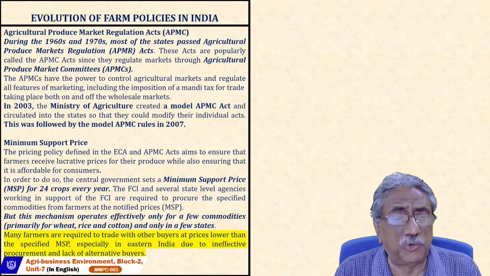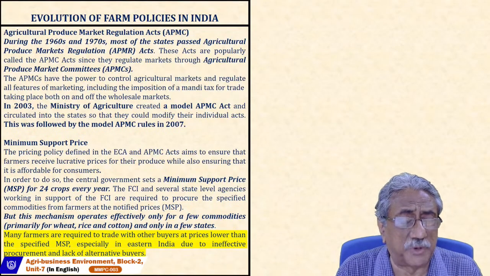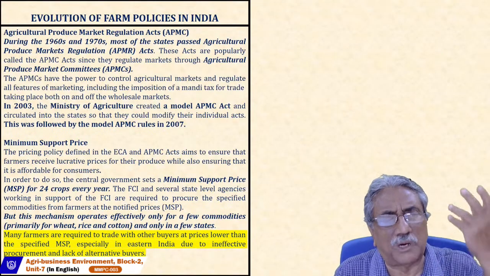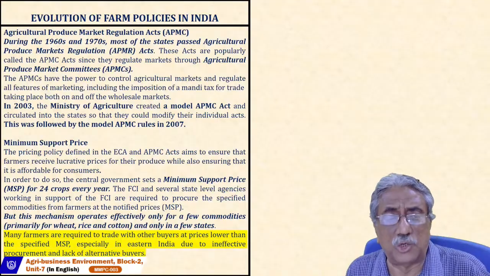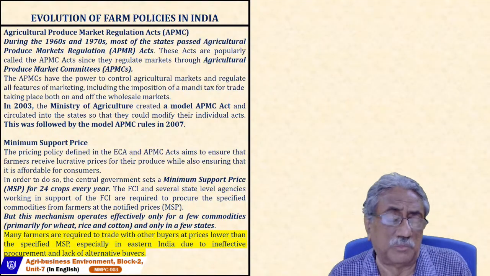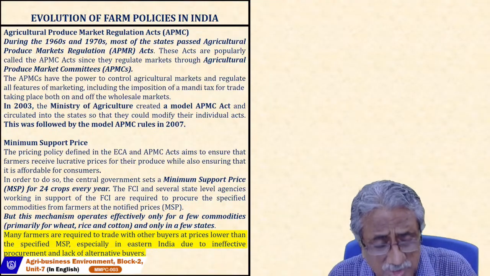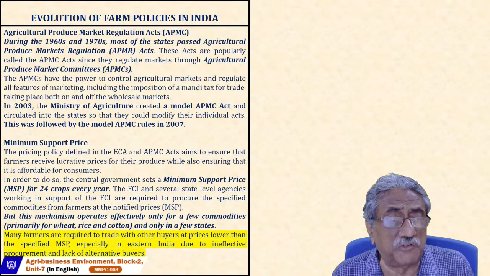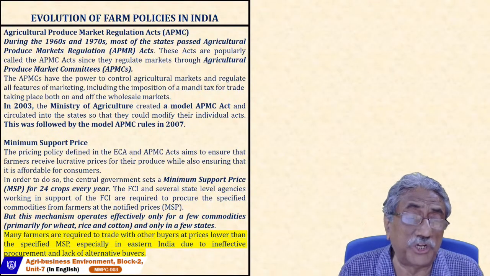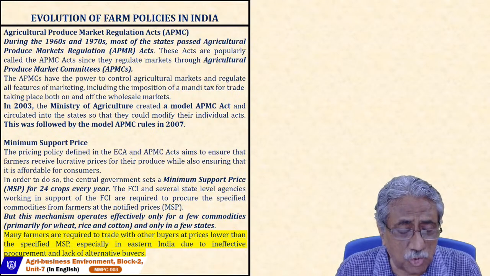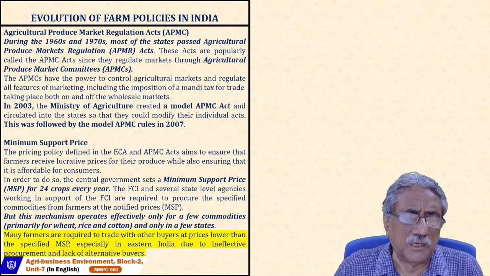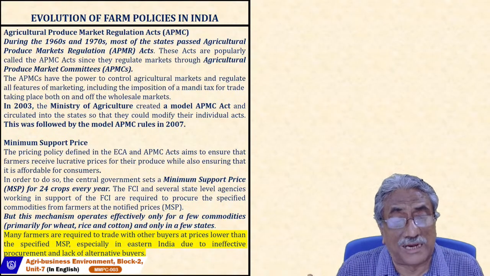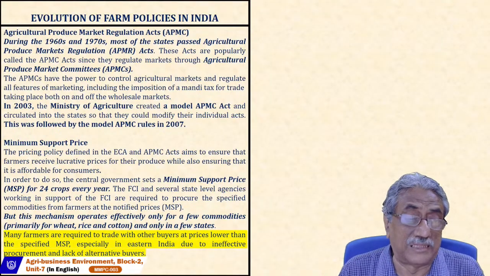Many farmers are required to trade with other buyers at prices lower than the specified price. So you go to the market and they say, okay, the government has fixed a price, but we are not going to buy at that, if you give this price we will buy. That was lower than the minimum price. That's how farmers were exploited, and this was predominant in eastern India due to ineffective procurement and lack of alternative buyers. The cooperative systems and the state system were not very strong on this side, and FCI was also not that dominant a player here.